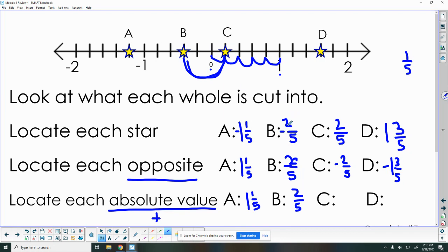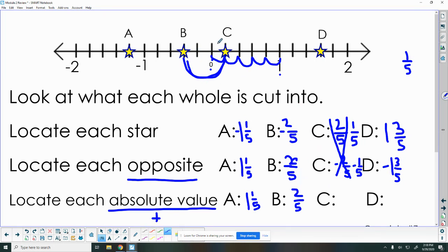Oh, I'm sorry. I've been doing C wrong. Here's 0. I've been counting it from the wrong place. You guys are probably wondering what I'm talking about here. So C is just 1/5 over. I'm really sorry about that. And C here, the opposite is negative 1/5. That sounds better. So they are not opposites. B and C are not opposites.